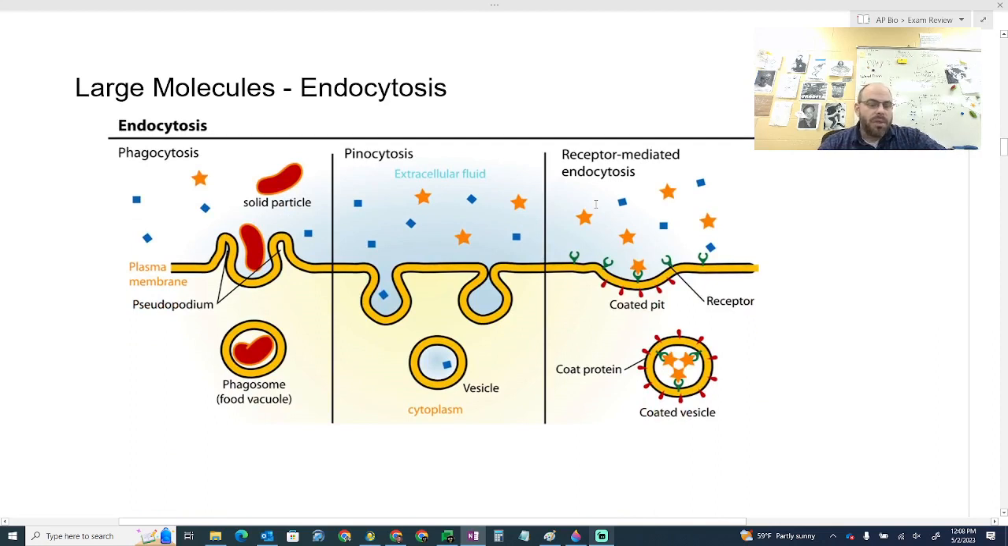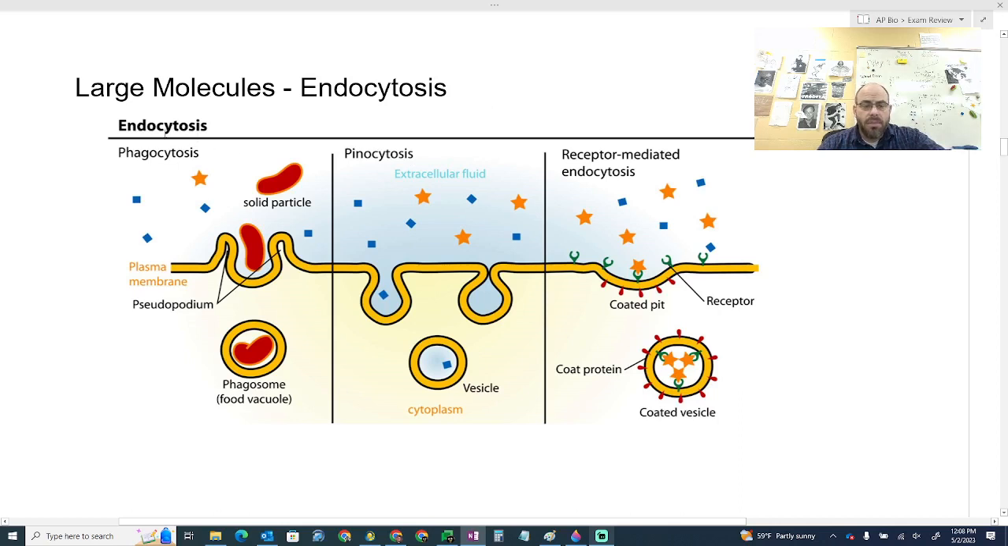Another type of transport that we'll talk about in AP Bio is the transport of large molecules. Molecules that are so large they can't simply just pass through the membrane, or even through some sort of facilitated diffusion, but they require either endocytosis, which is the taking in of large molecules.